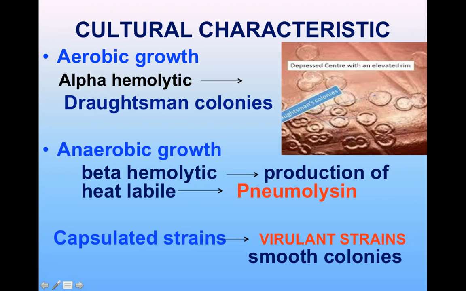However, anaerobic growth is beta hemolytic on blood agar, and this beta hemolysis is because of production of a heat labile enzyme which is known as pneumolysin. So pneumolysin, again one of your MCQs, is going to give you anaerobic beta hemolytic growth. The capsulated strains are the virulent strains because they are going to resist phagocytosis and they are going to produce smooth colonies. And the non-encapsulated strains are the avirulent strains.